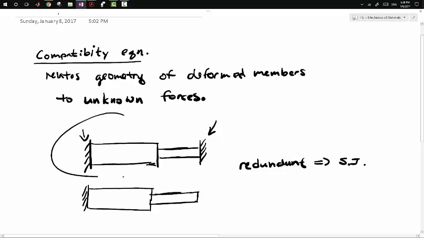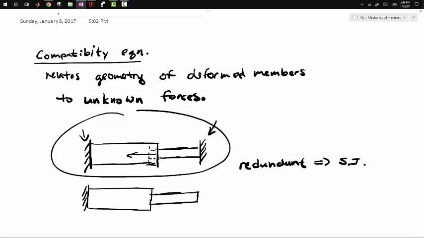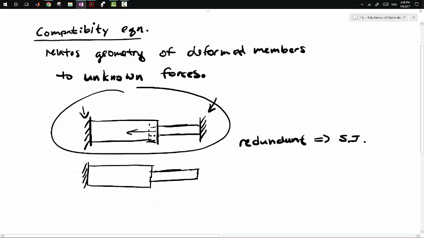What do we mean by relating the geometry of deformed members to unknown forces? Well, when we look at this scenario, we know that if there's some loading situation, this will deform, and the smaller rod may deform out here. However, the overall deformation will be zero because it's held in place by these two fixed supports. It can't extend out to either side of those fixed supports. So we know that the total deformation will be zero.